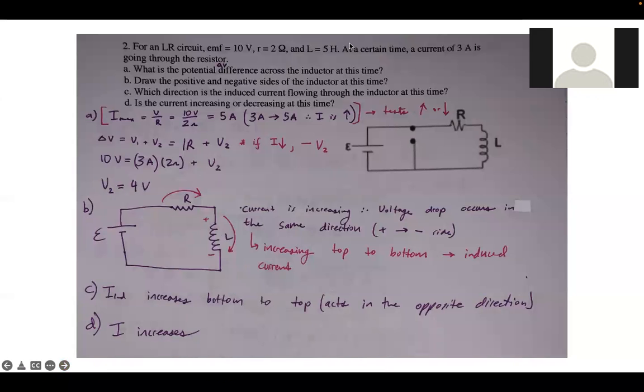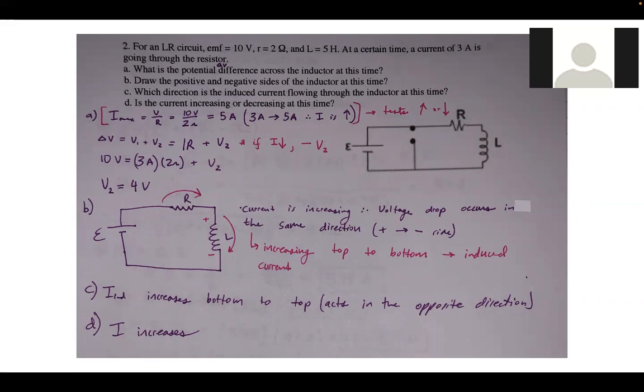Okay, so now we're looking at question number 2. And it's just an LR circuit. So we're given an EMF. We can treat that like our battery voltage drop. We're given the resistor and the inductor. And then we're given that at a certain time a current of 3 amps is going through the resistor.